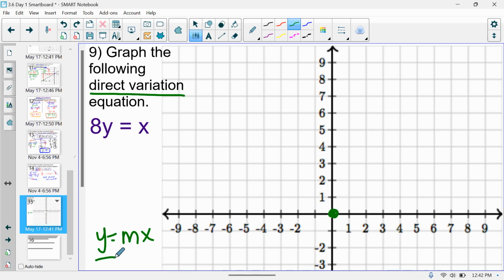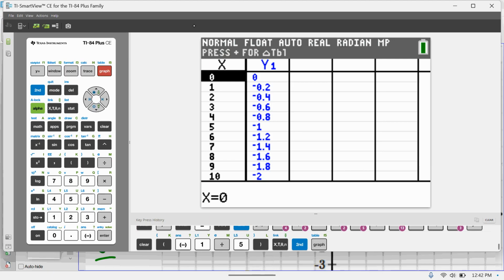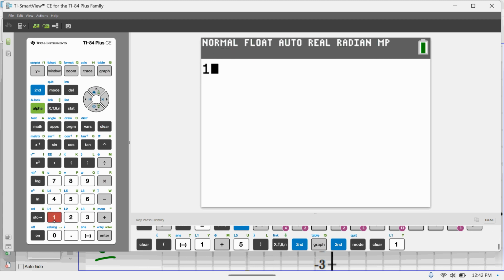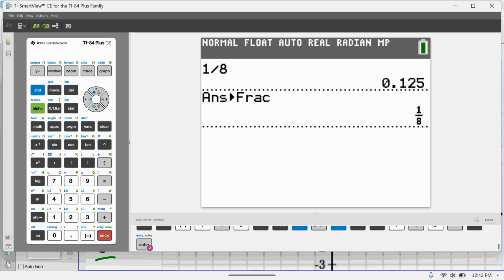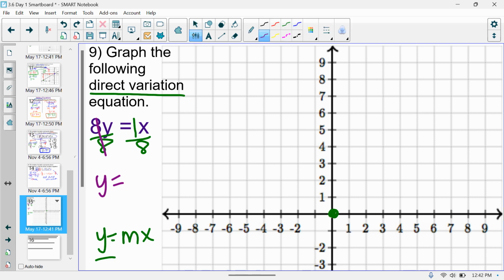But then, guys, y has to be alone, right? We got to get rid of this 8. But, guys, I want you to put a 1 in here. That's so important because otherwise you're not going to know what numbers you're supposed to be dividing. So 1 divided by 8 is what we have to do in that order. Order of division is very important. So you're going to get 0.125. I don't want a decimal because that's my slope. I need a math frac, 1/8. So y equals 1/8 x.